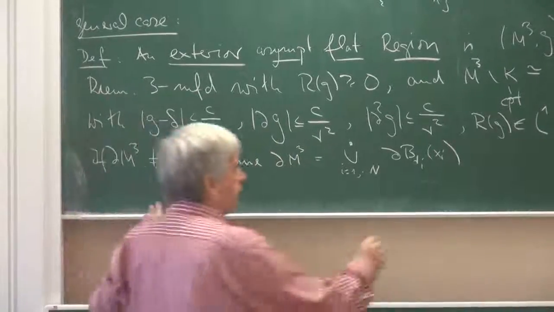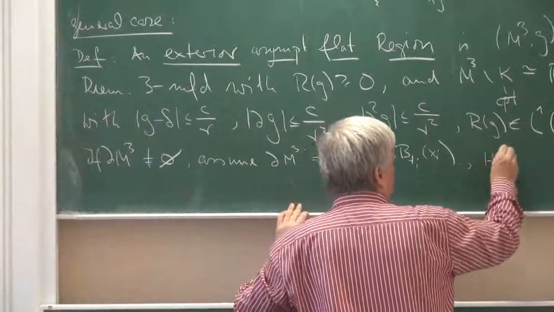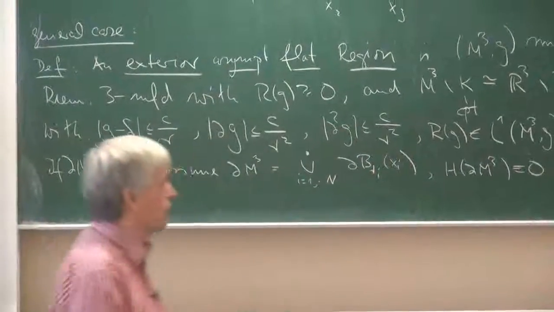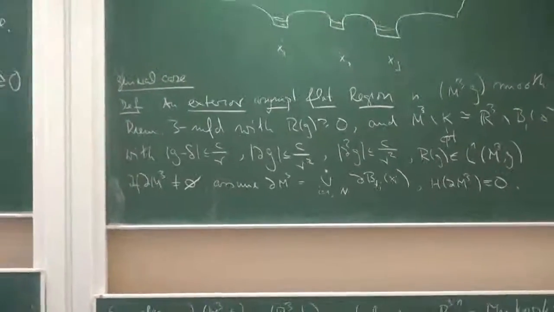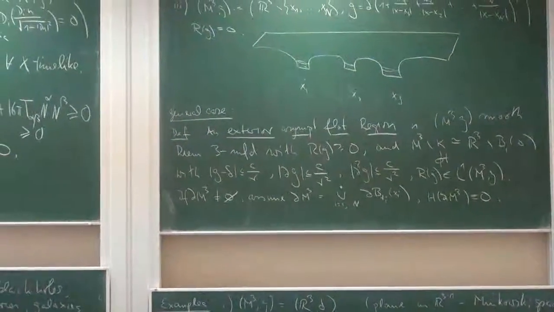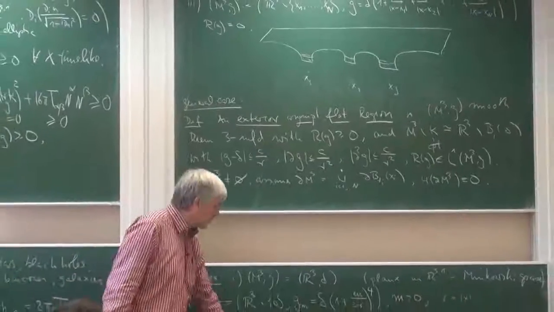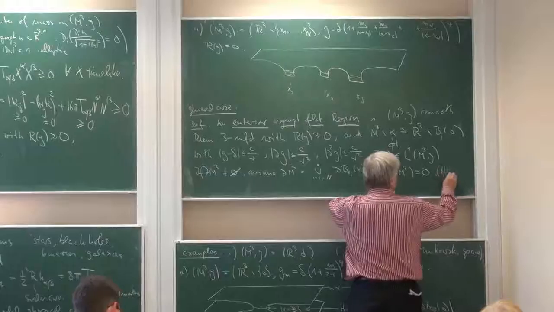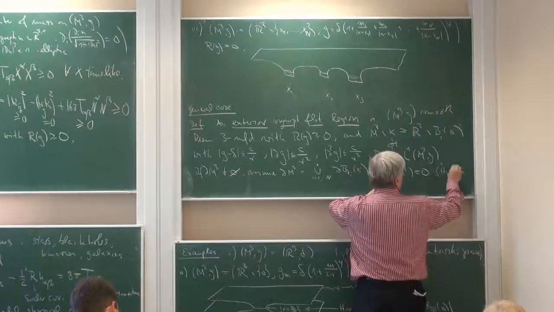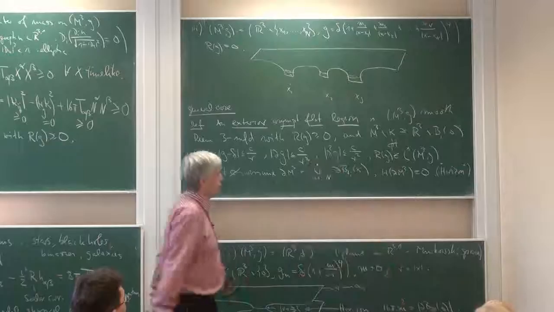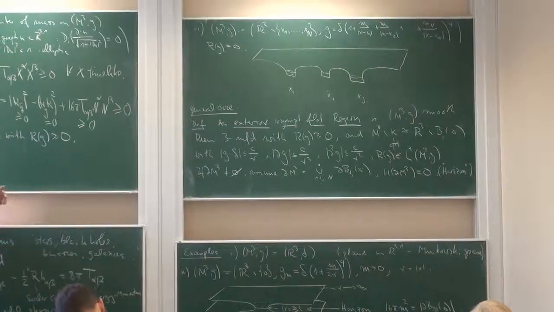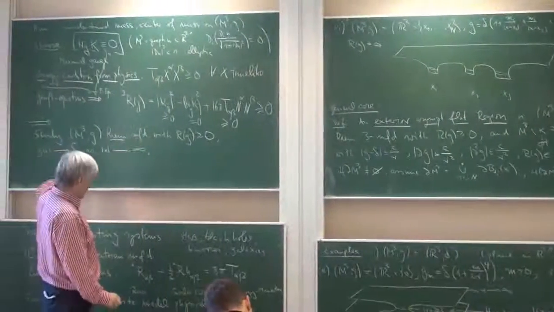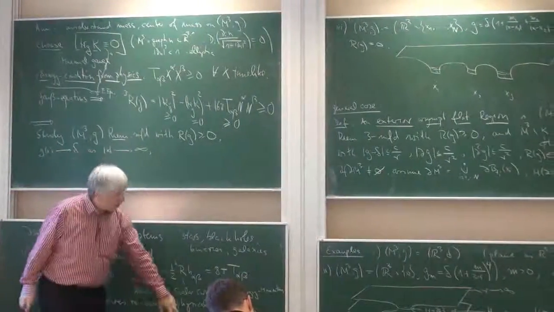And you assume it's a minimal surface. In the simplest case, you assume that the mean curvature of the boundary inside the three-manifold is zero. So that's the simplest case in physics of a horizon condition. And it's as simple because I don't look at this second fundamental form, k.